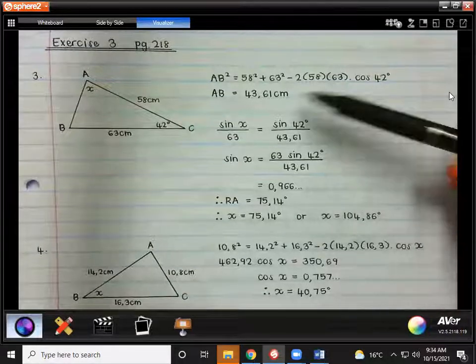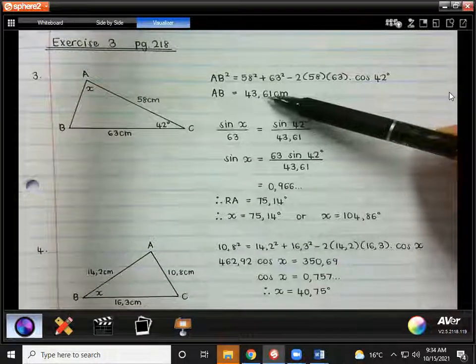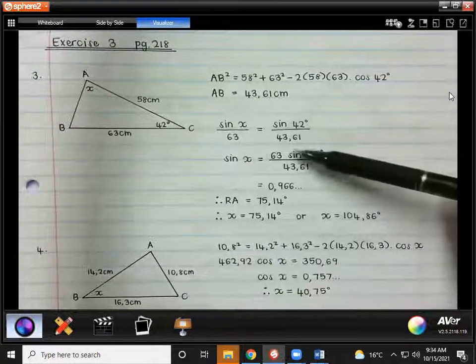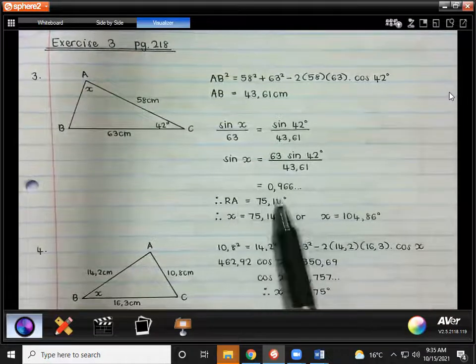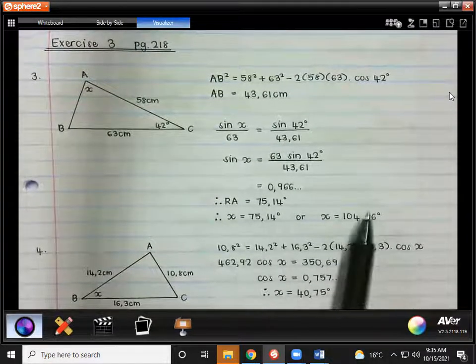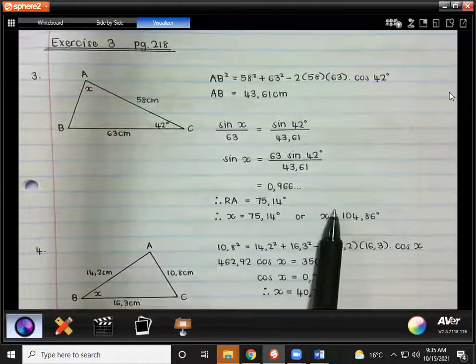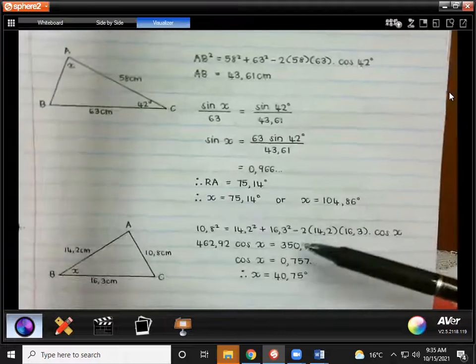Important here is that you were not allowed to actually round this value off. So this value you had to keep in the calculator, or you could just use the answer button to get this value. And then your reference angle was 75,14, and you actually had to state the second solution in this case. Remember when you're using sine rule to find an angle, you have to check whether the second solution would be valid.